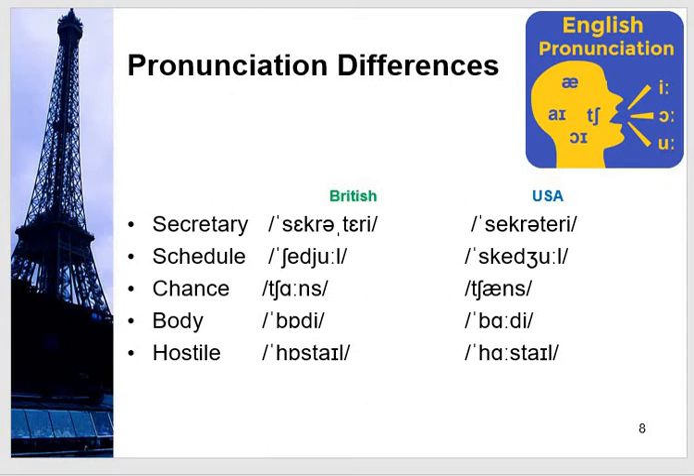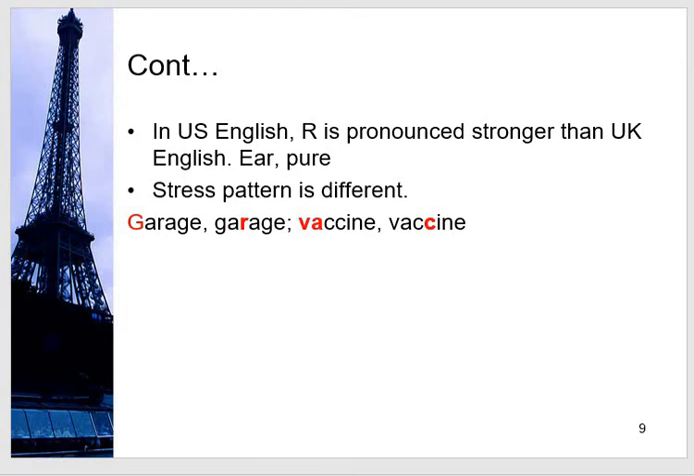Again, there is black vernacular. It means black English. It is also present in the community of black people. In US English, R is pronounced stronger than in UK English. It means the R sound is spoken clearly in American English, while British English pronounces the R sound if there is a vowel sound afterward.